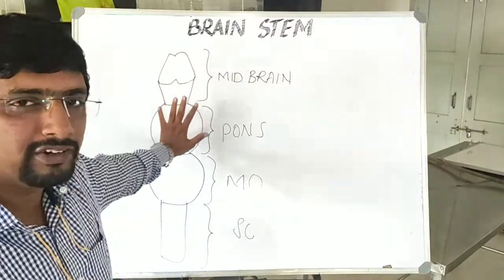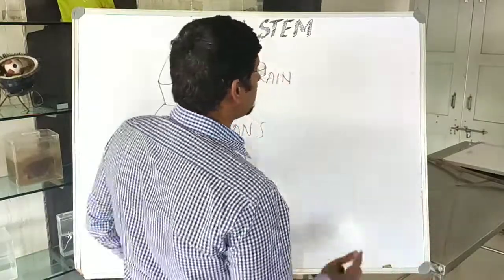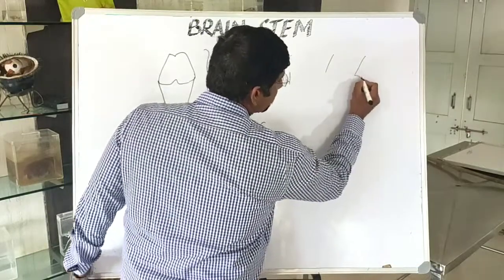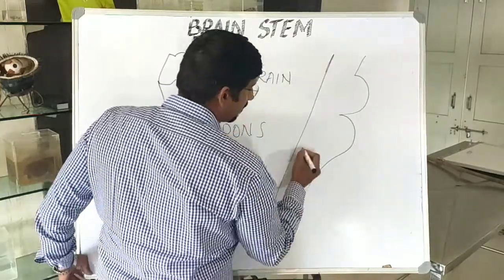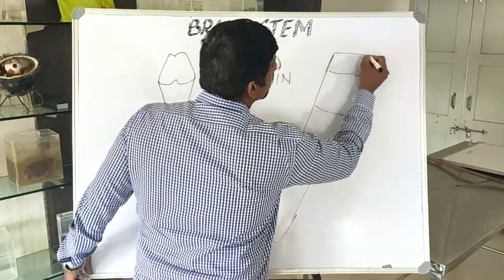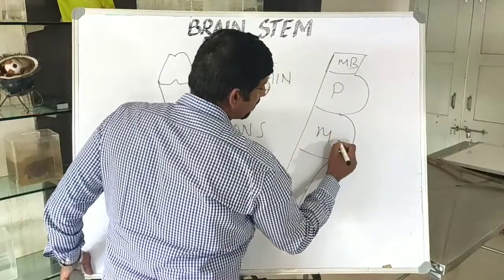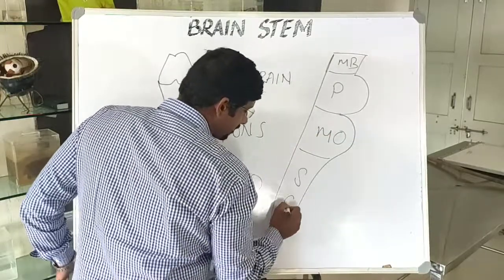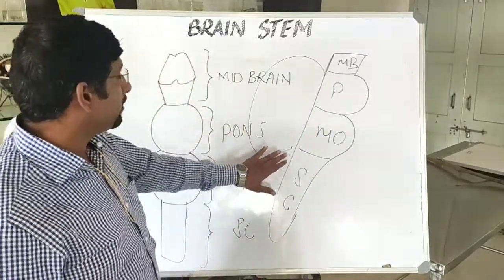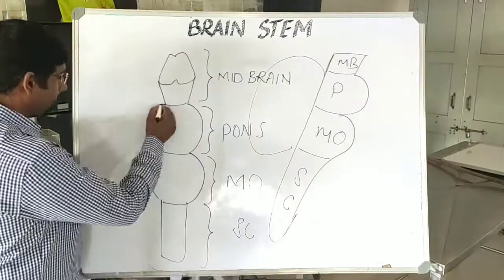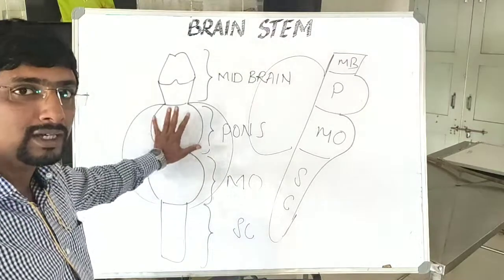This is a front view of the brainstem. If you see from the lateral side, you will see the midbrain, pons, medulla oblongata and spinal cord. This is the midbrain, this is the pons, medulla oblongata, and this is the spinal cord. And obviously there will be a cerebellum behind it. Here also the cerebellum will come behind the brainstem.